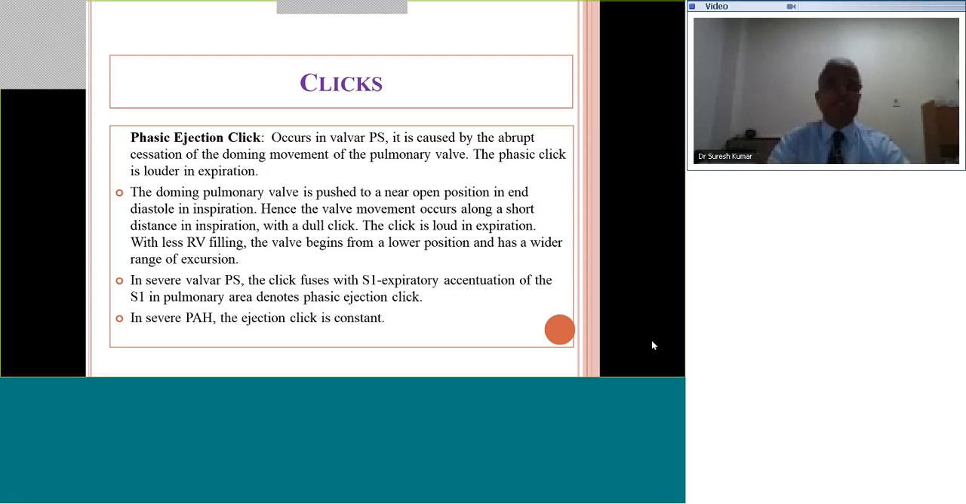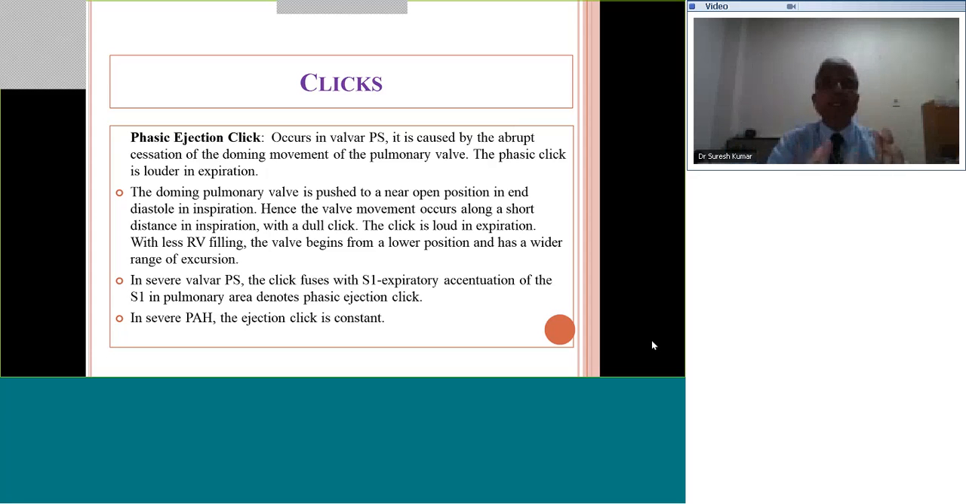Whereas in expiration, as the RV filling is much less, there is a greater range of excursion of the opening pulmonary valve, and that is the reason why you have a louder click. And the more severe the valve PS, the click fuses more and more with the first sound. So in severe valve PS, the S1 has the superimposed click on that.